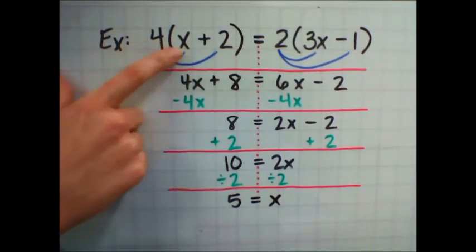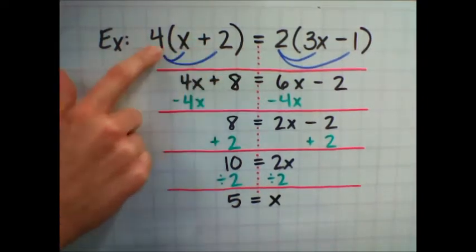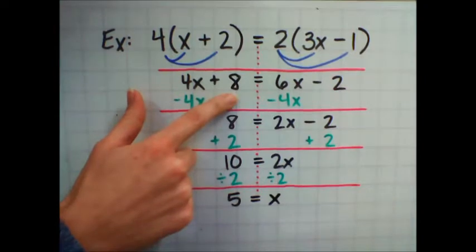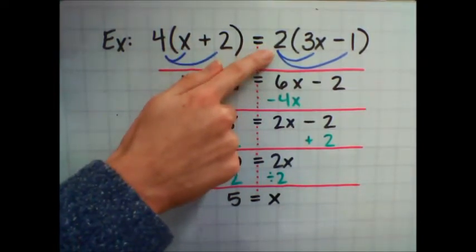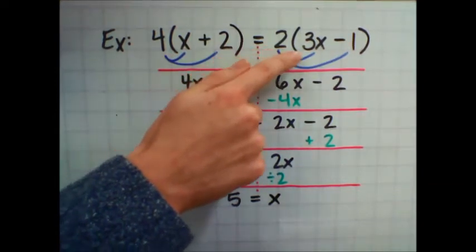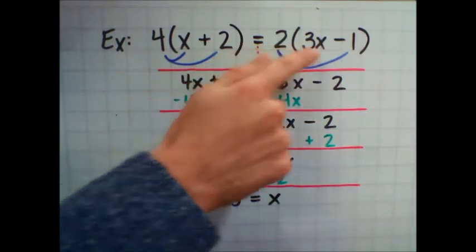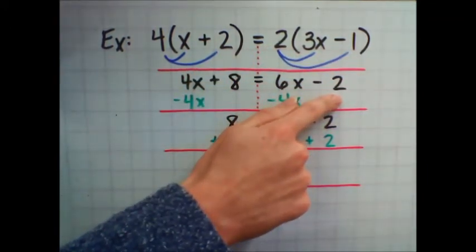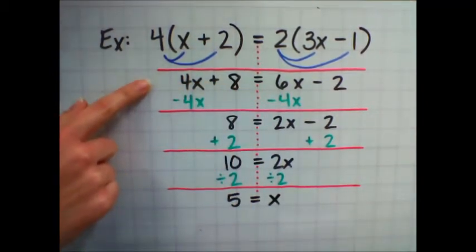So I'm going to do 4 times x is 4x plus 4 times 2 is 8. I do the same thing on the other side because I have another set of parentheses. So I do 2 times 3x is 6x. 2 times negative 1 is minus 2. Both sides are now simplified.